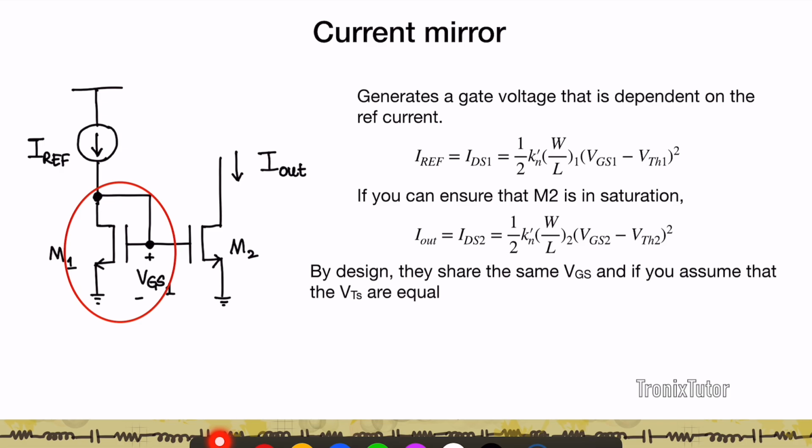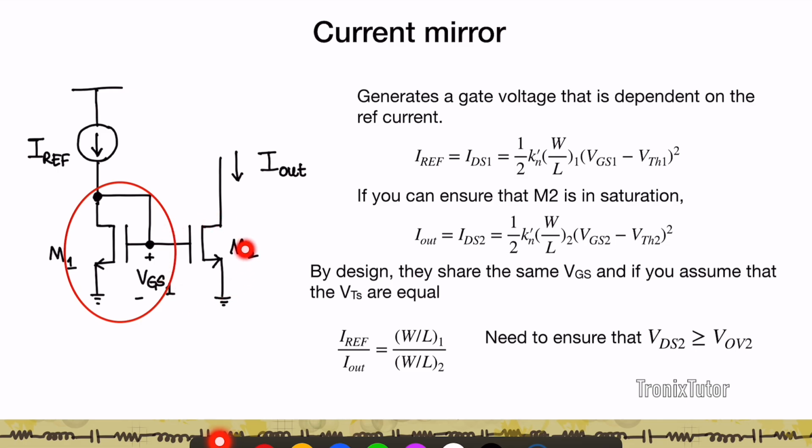Now both these transistors share the same gate node, hence the same gate voltage. And if I design them in such a way that the VTs of both the transistors are equal, then what I get is that the ratio of the reference current to the output current is simply the ratio of the sizes of the two transistors M1 and M2. So as long as I ensure that my M2 transistor is in saturation, this M1, M2 pair, known as a current mirror, can be used to set up currents in various branches of a circuit.